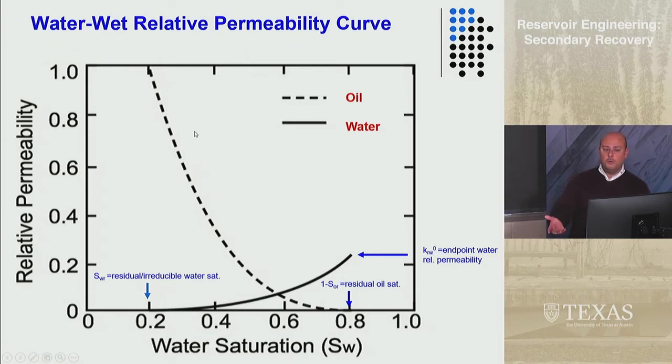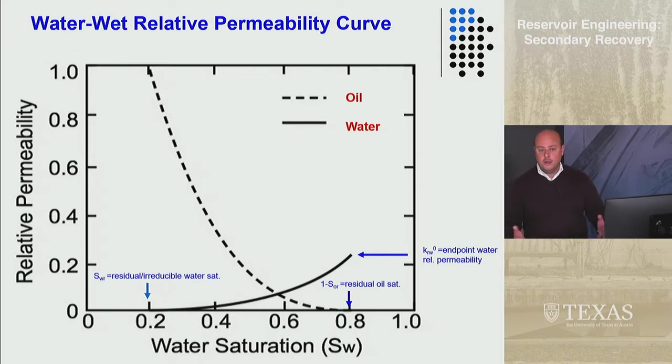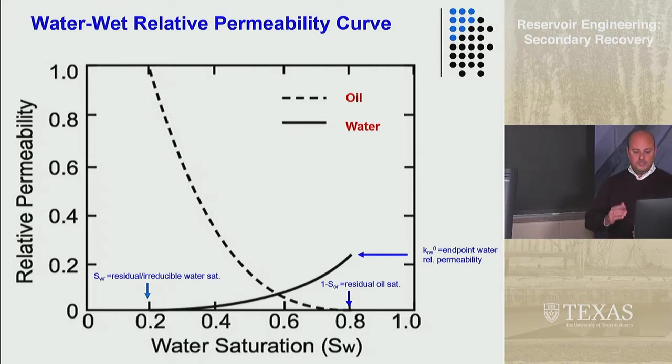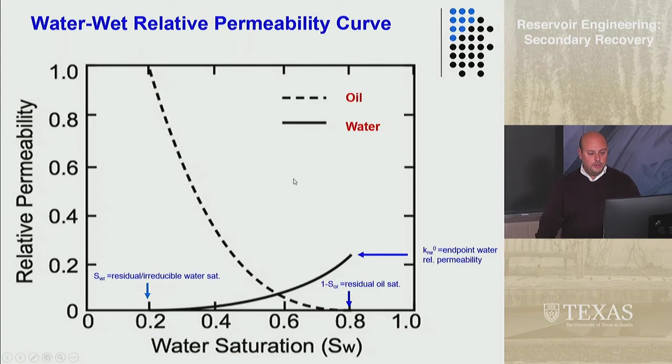Now, this is for a water wet medium. If it was an oil wet medium, it would be reversed. If it was a mixed wet or intermediate wet medium, you'd have something in between where maybe the endpoints were both somewhere in between, 0.4, 0.5, 0.6, something like that. This is KRO naught, the endpoint oil relative permeability.